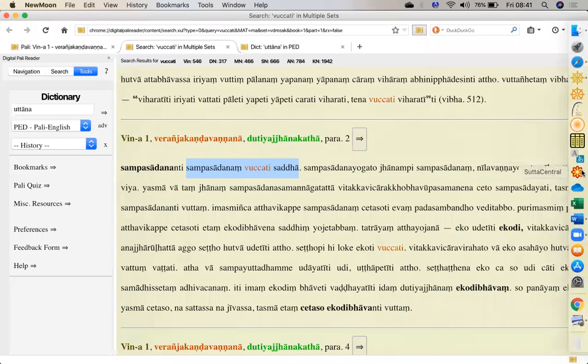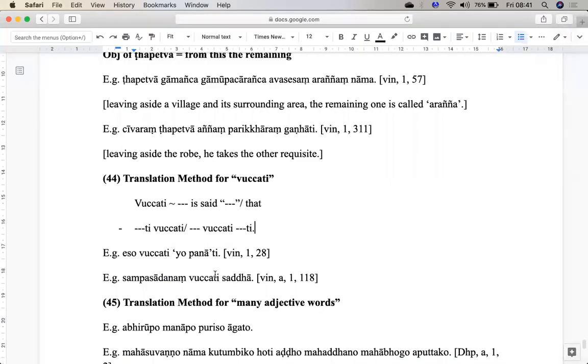This example I already copied to the note. Here you see Sambasadana Wojadi Sada. No ET before the Wojadi or after the Wojadi. But it should be understood.